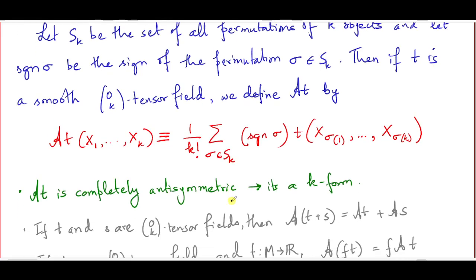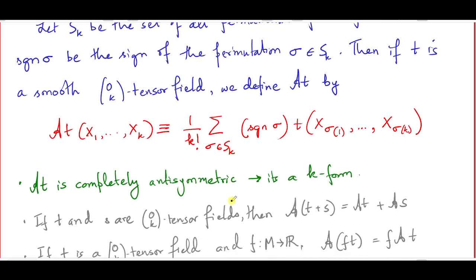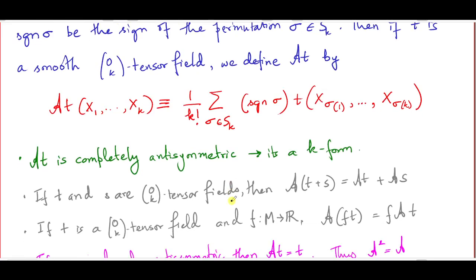Now, this curly A operator, the so-called alternating operator, has certain rather obvious properties. If T and S are both (0,k) tensor fields, then curly A acting on T plus S is going to be curly A T plus curly A S. Now, if T is a (0,k) tensor field and f is a function from the manifold M to R, then curly A acting on the function f times T is going to give you f times curly A acting on T.